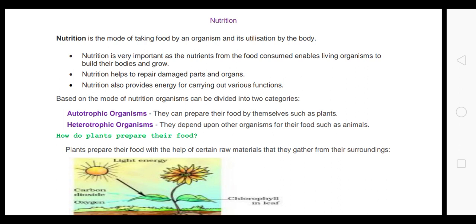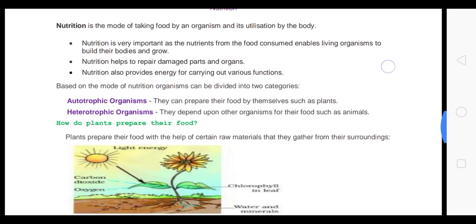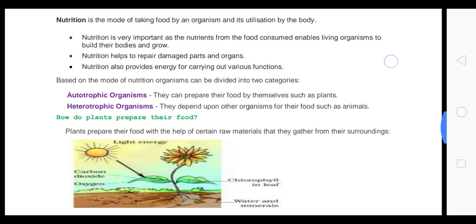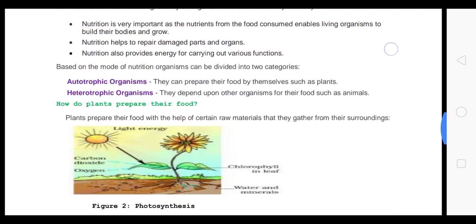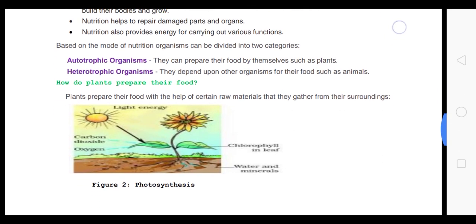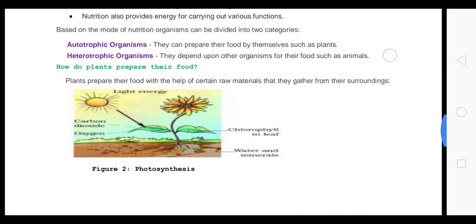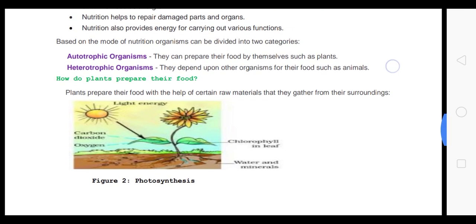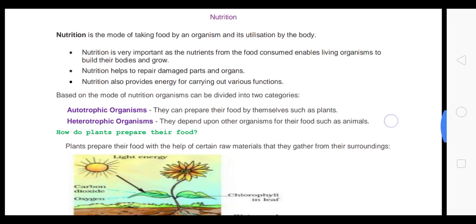The next is the mode of nutrition in plants. The mode of nutrition in plants is of two types: one is autotrophic and another one is heterotrophic. Heterotrophic is again divided into four types: insectivorous, parasitic, symbiotic and saprotrophic. We will see these four kinds in detail in the next parts. Here we will discuss autotrophs and heterotrophs.